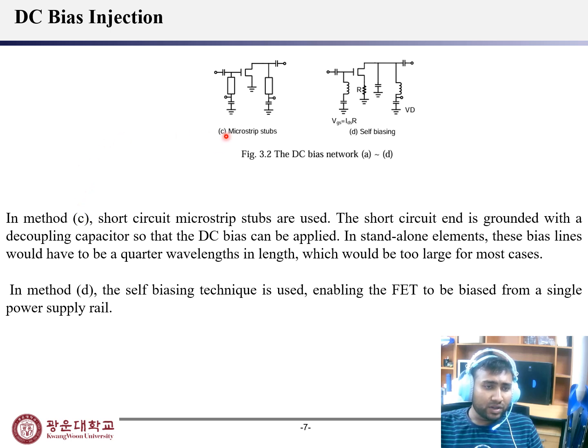Method C, microstrip stubs. Here short circuit microstrip stubs are used. The short circuit end is grounded with a decoupling capacitor so that the DC bias can be applied. In standalone elements, the bias lines would have to be a quarter wavelength in length, which would be too large in most cases. In method D, the self-biasing technique is used, enabling the FET to be biased from a single power supply rail.